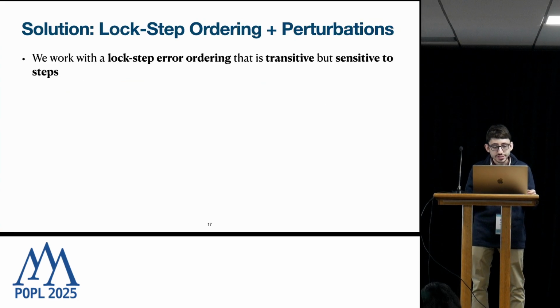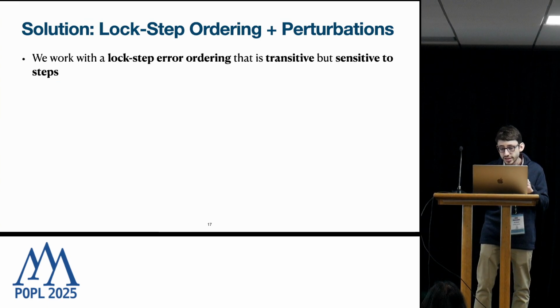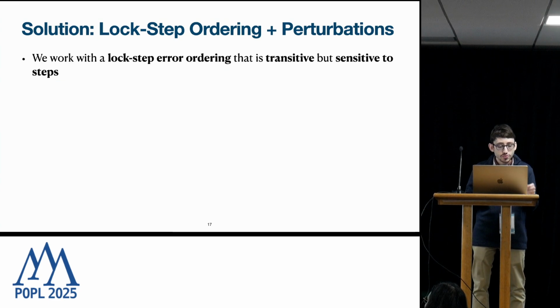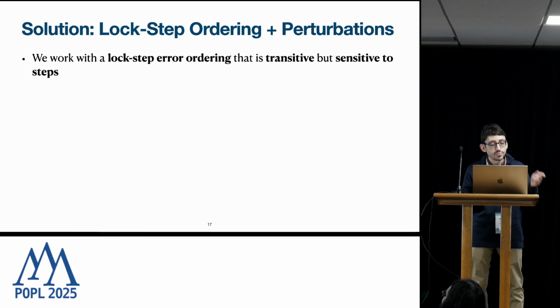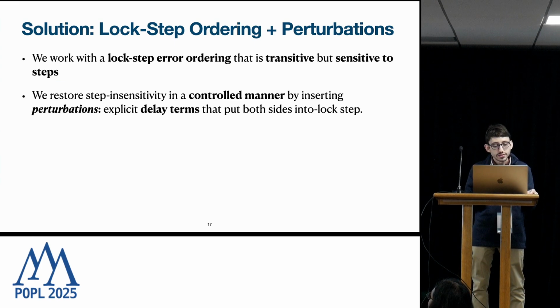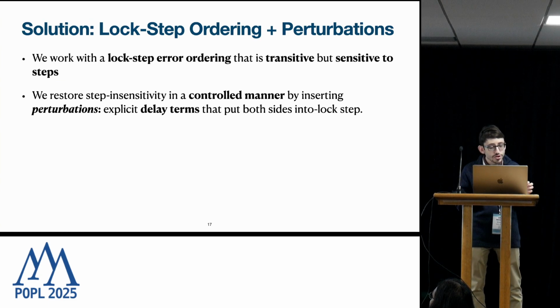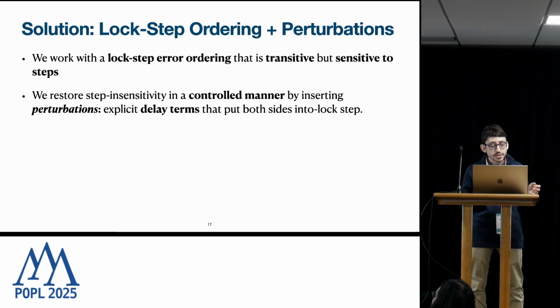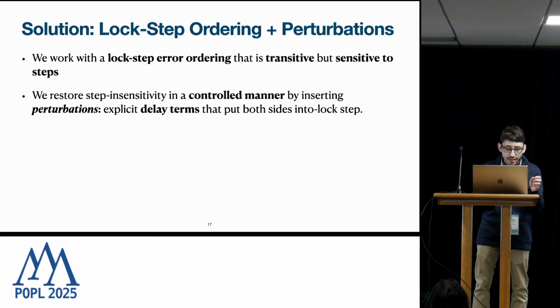So given that transitivity is non-negotiable for our compositional semantics, we give up on step insensitivity. Specifically, we work with a lockstep ordering relation that is transitive, but it's sensitive to steps. This actually breaks representability because that required step insensitivity. To fix this, we restore a small amount of step insensitivity in a controlled manner using these special synchronizing terms called perturbations. These are explicitly inserted delay terms that we use to put both sides back into lockstep.